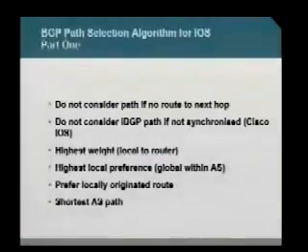The first one is probably pretty obvious. Do not consider a path if there's no route to the next hop. I mean, if you can't get to the next hop, why on earth are we going to use this as a valid path? That's what that says. That catches out people who haven't implemented IBGP properly.